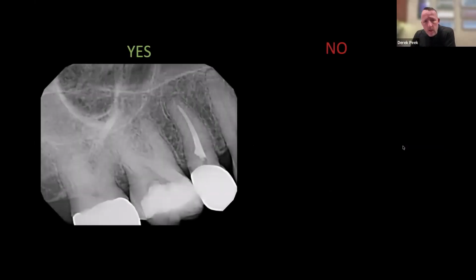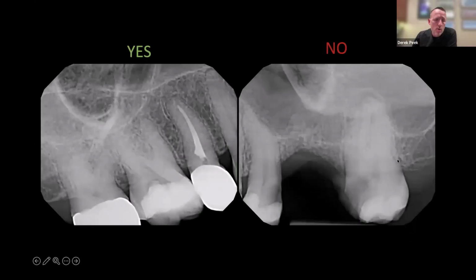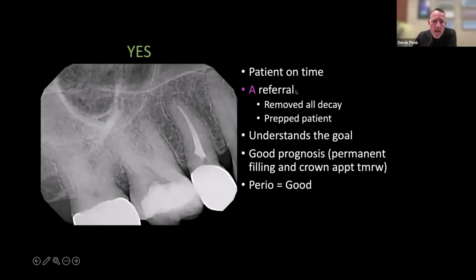So a little bit of yes and no. This is definitely a yes. This one is definitely a no. This one is a yes just because the patient was on time. It's one of my A referrals. They removed all the decay. The patient understands the goal. It's a good prognosis. They basically placed a great temporary. Perio's awesome because they've had their teeth cleaned. We know endo works because the root canal's healed here. So yeah, slam dunk. All I have to do is access this IRM with my number 8 round, hook the GentleWave up, and I'm good.